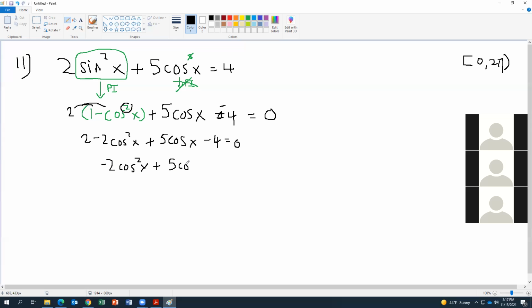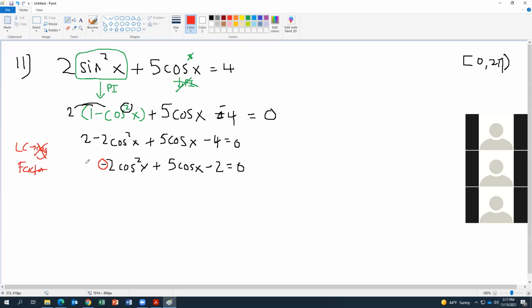Five cosine x. What do you get? Minus 2. Now, usually this is the hint I always tell my students. Every time, this is where you begin to factor. The hint for factoring is we do not like your leading coefficient negative. Every time you want to factor, we do not like this to become negative. We always want it to become positive. It's easy for us to factor.